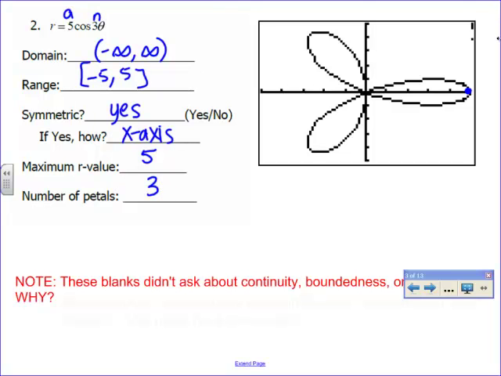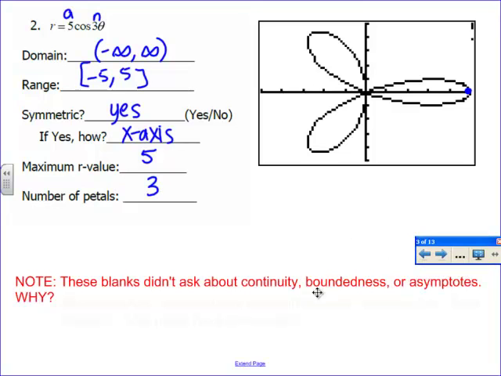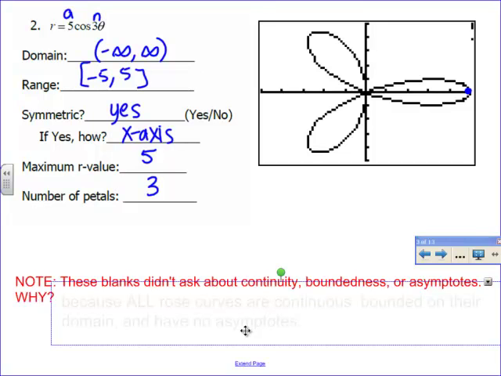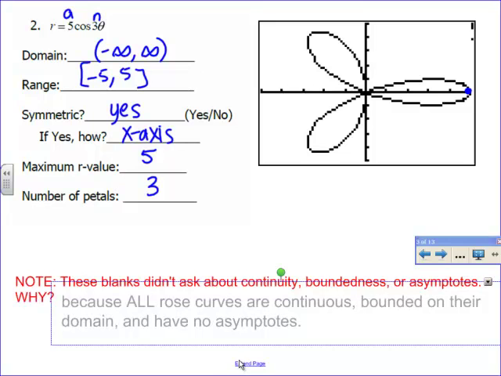N was odd, so there should be that exact number of petals. What I want you to notice is that the blanks here in examples 1 and 2 didn't ask about continuity, boundedness, or asymptotes. Why would that possibly be? Why would we not need to ask about those 3 things for Rose curves? Well, it's because every single Rose curve is continuous. You could draw any one of them with one pencil stroke. Every single one of them is bounded on their domain, and absolutely none of them have an asymptote. So we're not going to ask that question every time, because it would be the same repetitive answer every time. But this is something you should know. All Rose curves are continuous, bounded on their domain, and have no asymptotes.